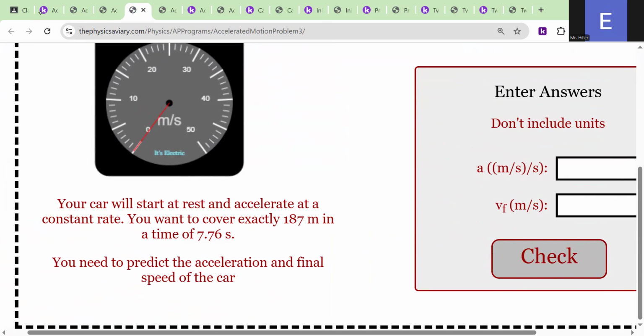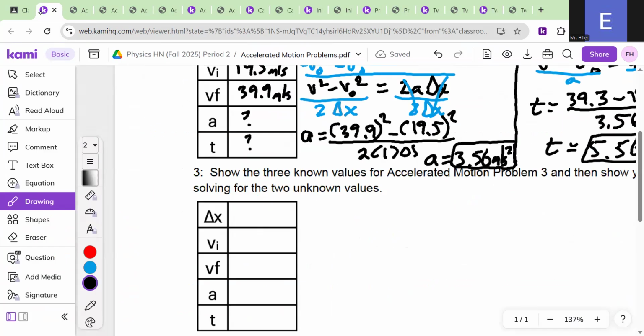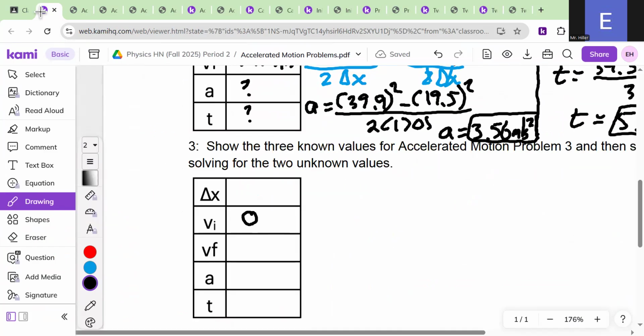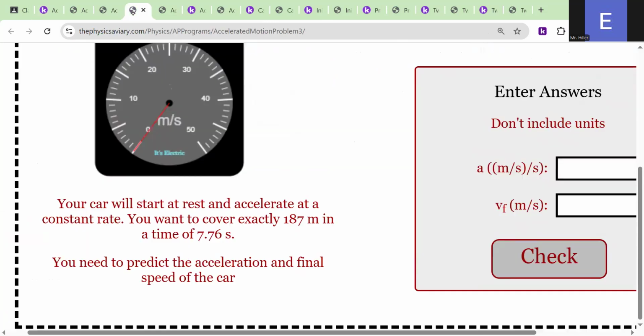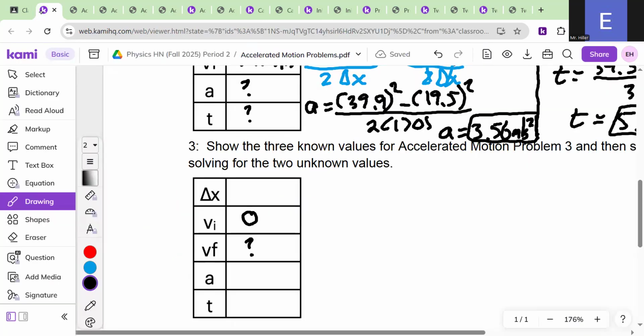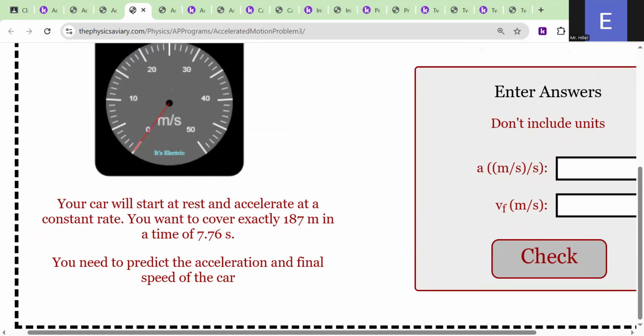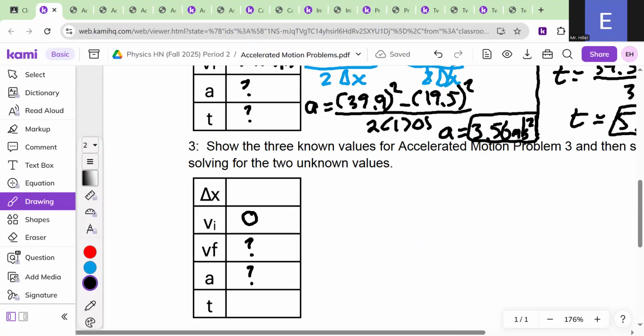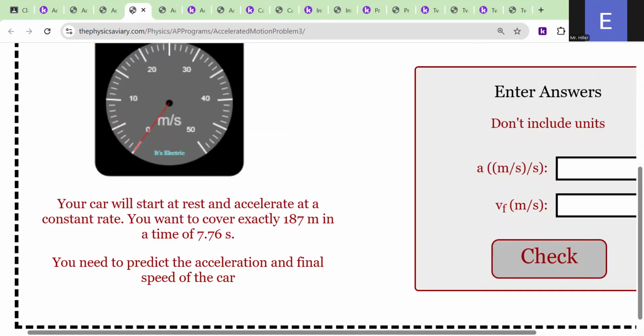Starts from rest, I'll begin there. So for question number 3, starts from rest, 0. Okay, I don't know what the top speed is, and I don't know what the acceleration is. But I do know some things. I know the time is 7.76 seconds, and it's going to give you the displacement you cover. In my case, it's 187 meters.